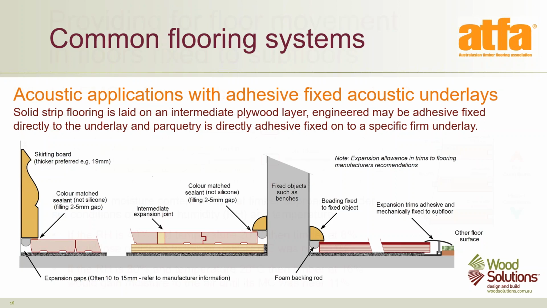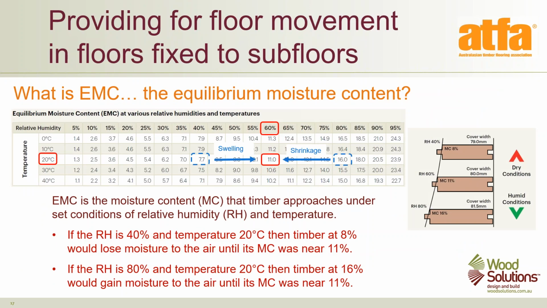Okay, so we've spoken a little bit about movement and expansion, and providing for floor expansion is one of the keys to ongoing success with a floor installation. And there's a term that we need to understand to come to terms with this, and to a degree we've already looked at it a little bit, and the term is equilibrium moisture content. The equilibrium moisture content is the moisture content that timber approaches under set conditions of relative humidity and temperature.